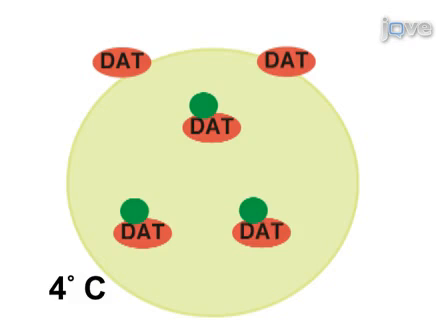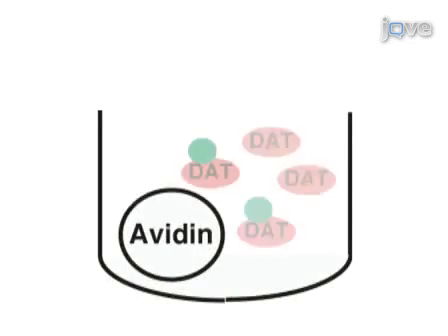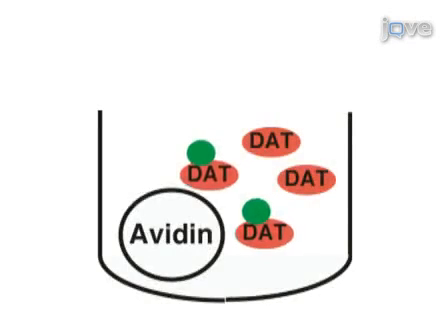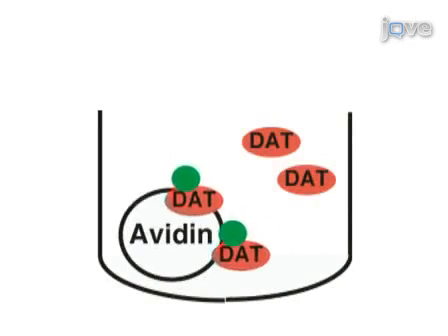Thus, the only biotinylated proteins that remain are those that originated at the cell surface and were internalized and protected from the stripping procedure. Finally, cells are solubilized and biotinylated proteins are isolated by streptavidin affinity chromatography.